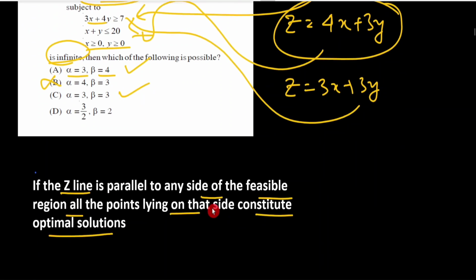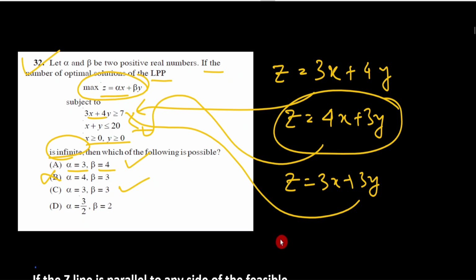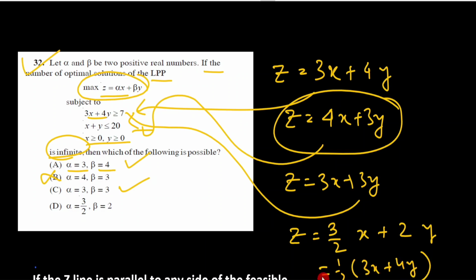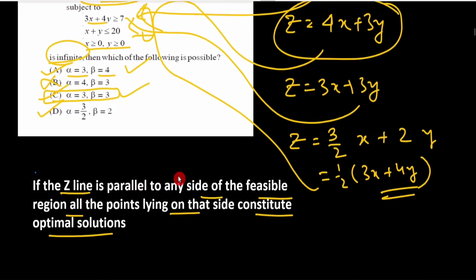And in the last option, option D, if we choose alpha equal to 3 by 2 and beta equal to 2, then we must have z equal to 3 by 2 x plus 2y. So if we take common half, then we also get 3x plus 4y. This is also parallel to the first constraint. Therefore, in my opinion, in this question options A, C and D, these three are correct, but in the answer sheet only one option is given, that is option C. But I think these three options are possible for this problem according to my opinion. So go to the next question.